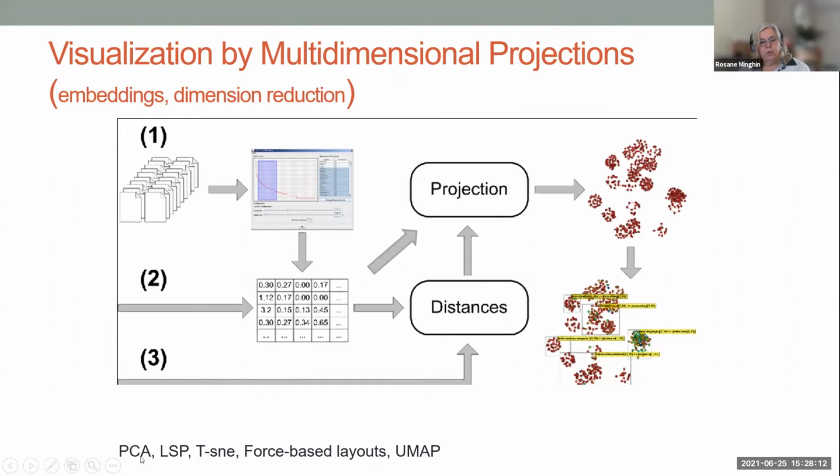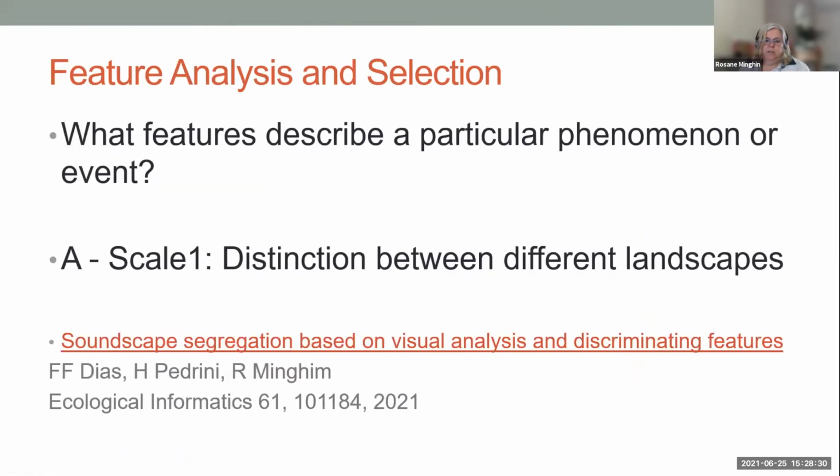So we have seen people using quite a few of these projections in the work that we've seen, but there are plenty of different ways of doing that, such as PCA, LSP, TSNE, 4-space layouts, and UMAP, some of which we have seen around in the last 2 days or 3 days, including today.